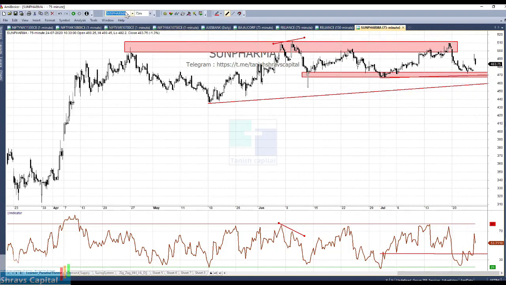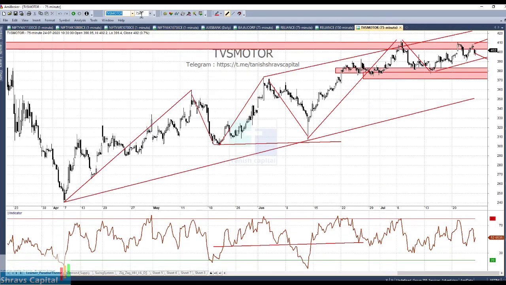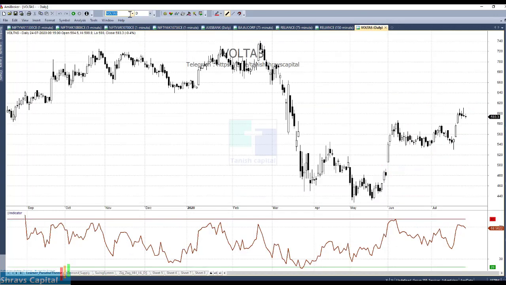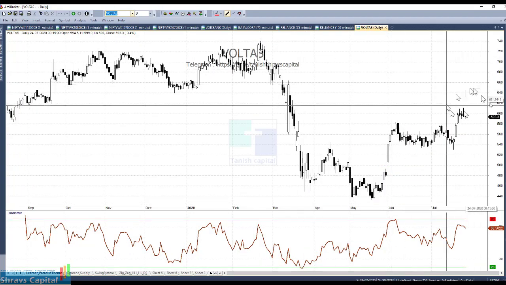So if you want to check one more chart, how to go to it? TVS Motor. But first go to daily only. So already we have seen TVS Motor, right? So what is next? We can go for Voltas. Okay, Voltas. So this is a daily.